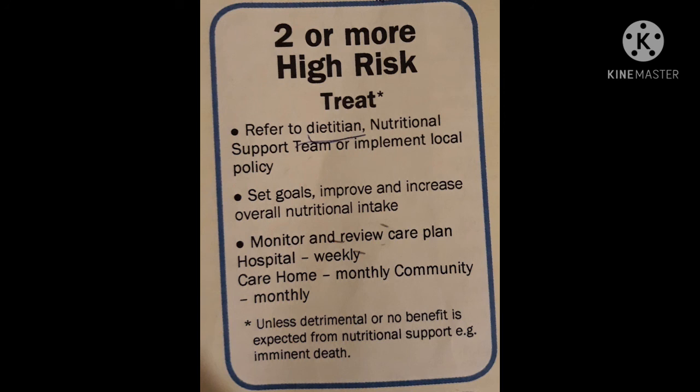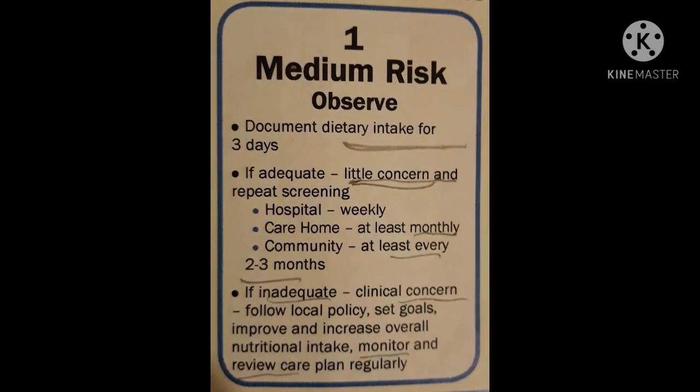And moving on, we will see the picture now for medium risk. Suppose you get a total score of 1, then how are you going to manage it? I will show you in the next picture. For medium risk, you are going to document dietary intake for 3 days. And if the dietary intake is adequate, you won't be concerned, little concern only, and you can repeat the screening.